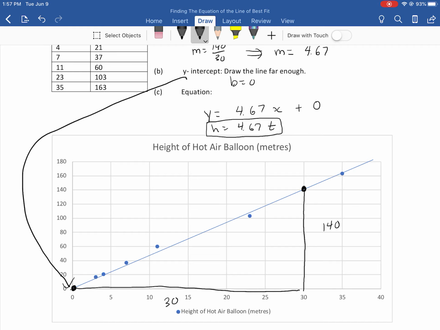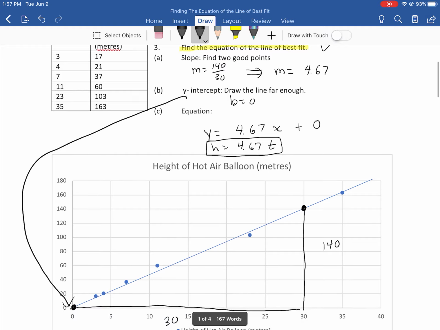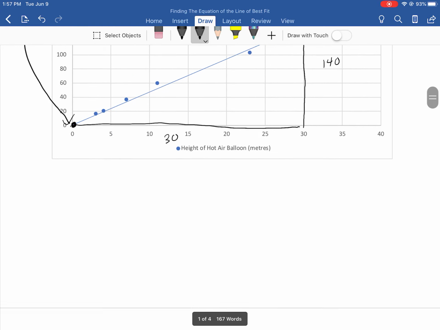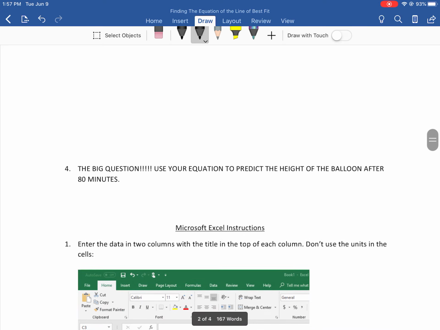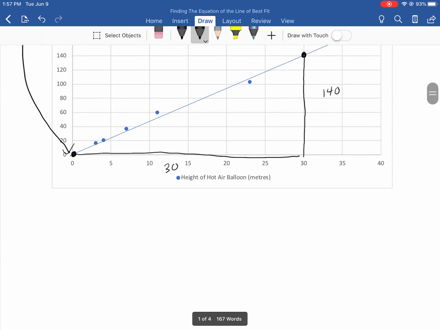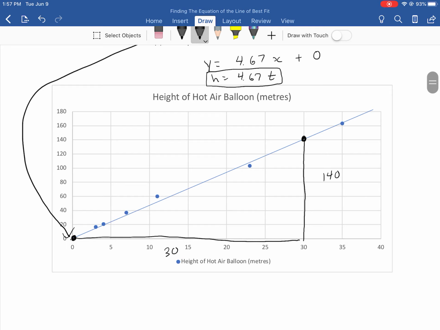Again, you can use y's and x's, but I just find that when you use the variables that are actually involved in the question, it's a little easier to tell what's going on here. And I left the plus 0 at that time. And here's the big question. Use your equation to predict the height of the balloon after 80 minutes. Take a look. My graph only goes up to 40 minutes.